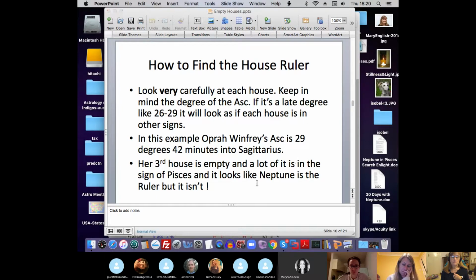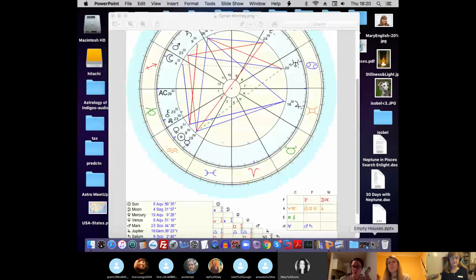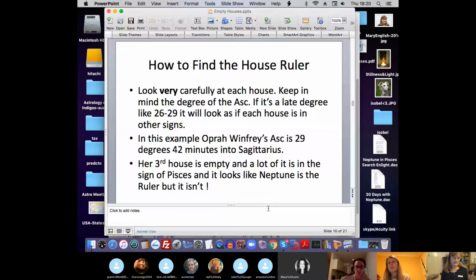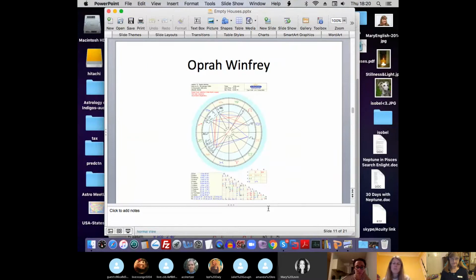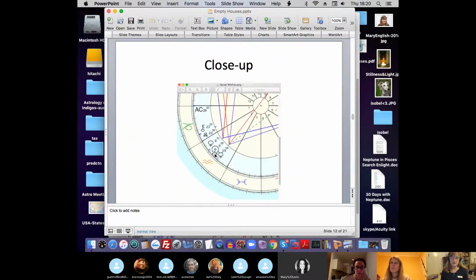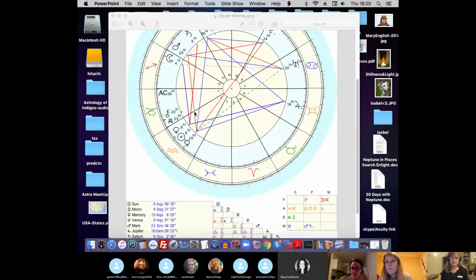So in this example, Oprah Winfrey's ascendant is 29 degrees, 42 minutes into Sagittarius, and her third house is empty. There's her third house. A lot of it is in the sign of Pisces, and it looks like Neptune then is the ruler, but it isn't. So that's her chart, which I just showed you, and there's an extra close-up that I've made there. There's her third house, but I don't know if it's any more close-up than that. It starts in the sign of Aquarius, even though it looks as if, oh, Mary, the whole house is Pisces. It's not.